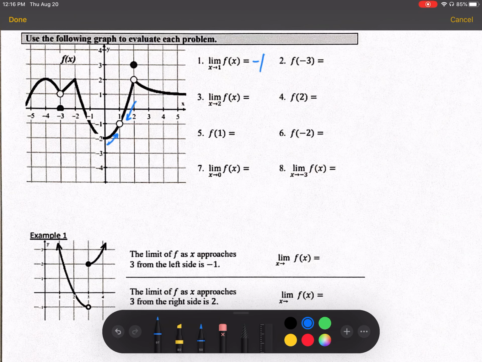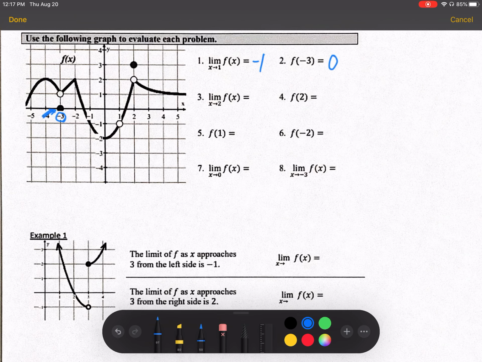Okay, so the next one here is f of -3. This is not asking for a limit, it's just asking what is the y value when x is -3. So if we come over here to where we have an x value of -3, there's a physical point right here, and that's the one we need to look at. That has a y value of 0, so we're going to have 0 there.